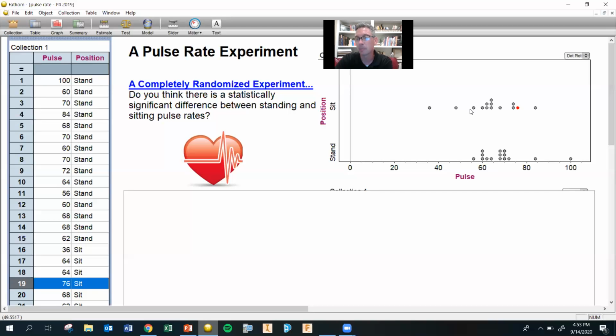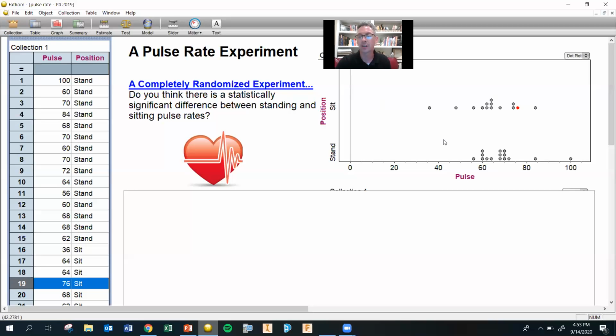If I look at a typical pulse rate, maybe like an average idea for the people that are sitting, might be slightly lower, maybe down here in the mid 60s, but they don't seem very different. Upper 60s, middle 60s, they don't seem too different. Not enough for me to think it's statistically significant, that standing is causing it to happen. I don't see that information here.